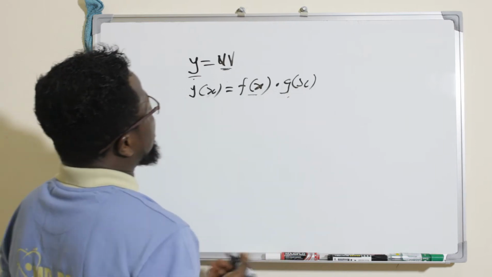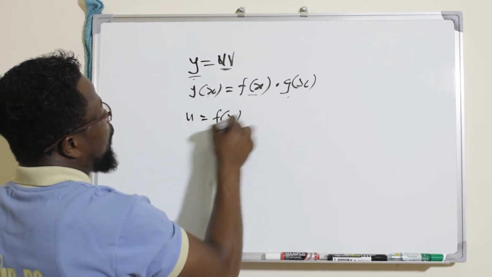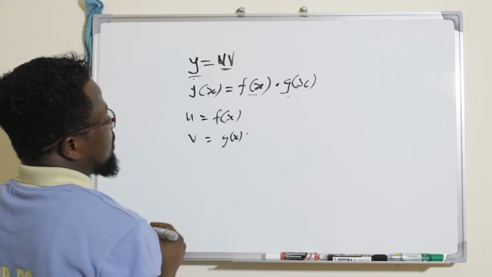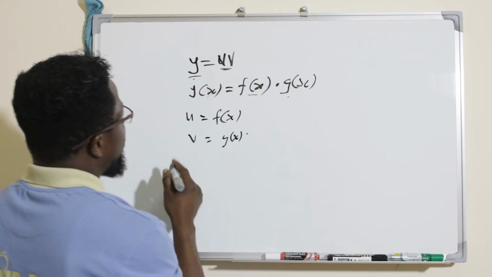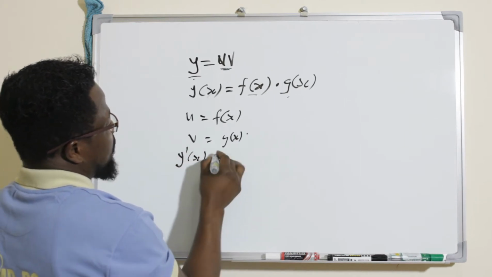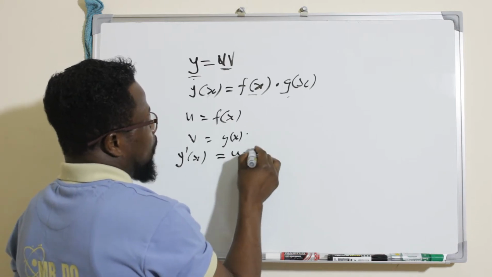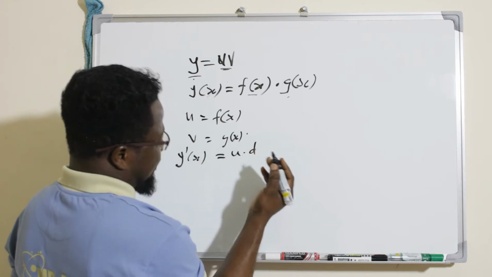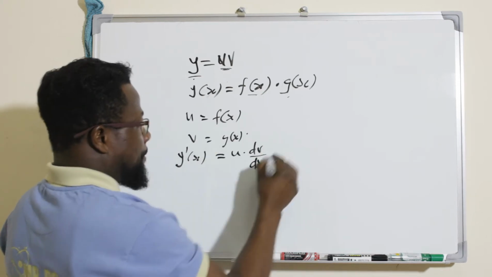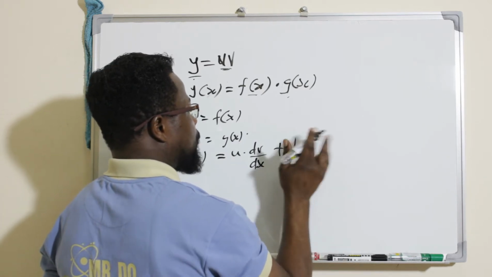So this is the product rule. The product rule says if you have anything like this, we can simply say that our u is represented by f of x, and our v is represented by g of x, such that from here we can take the derivative of this particular one and say y prime of x should now become u multiplied by the derivative of v, plus v multiplied by the derivative of u.